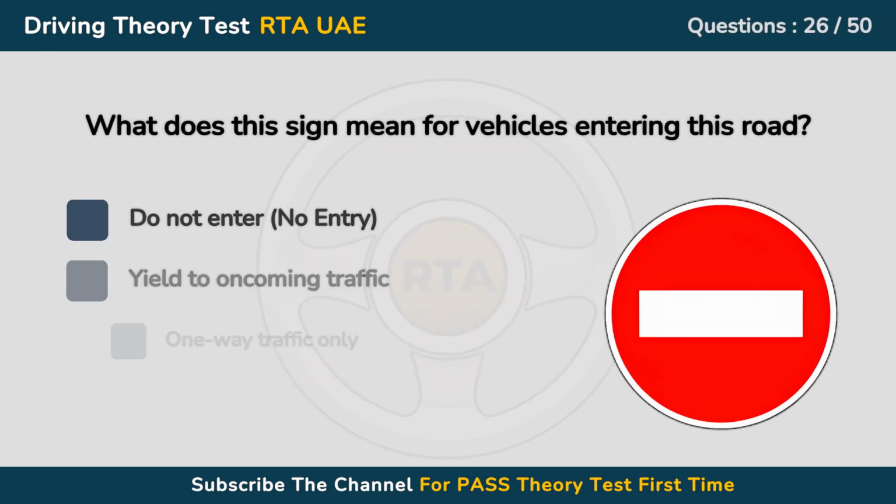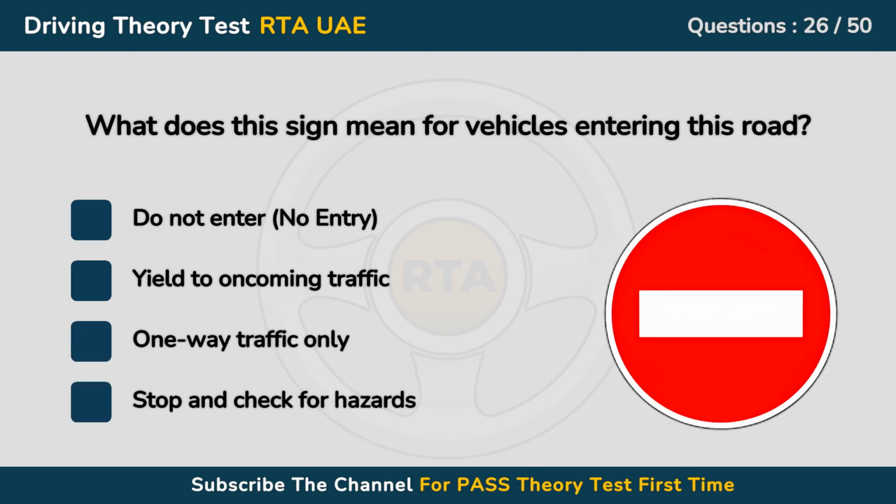Question 26. What does this sign mean for vehicles entering this road? A. Do not enter, no entry. B. Yield to oncoming traffic. C. One-way traffic only. D. Stop and check for hazards.